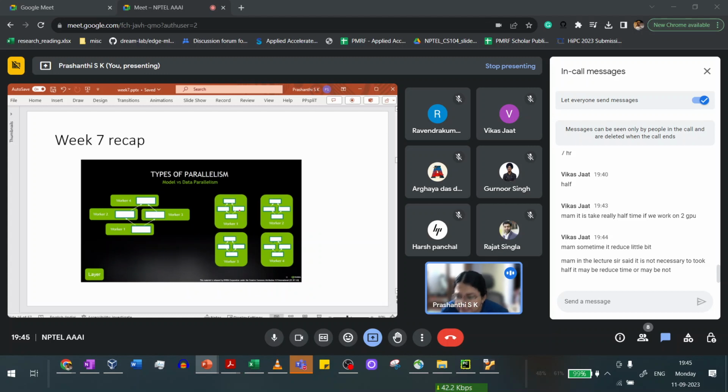In the lecture it was said that it's not necessary to take half, it may be reduced or it may not be. Yeah, so that's the reality of some of these things, right? For instance, if you do something where communication, we'll see later on in the lecture, depends on the links that you have between GPUs, right? In the lecture it was discussed that you might have NVLink, you might have PCIe, and it might go through the CPU, it might not go through the CPU.